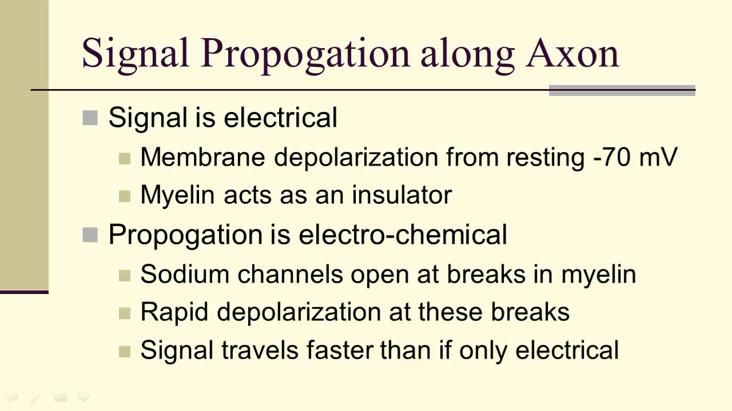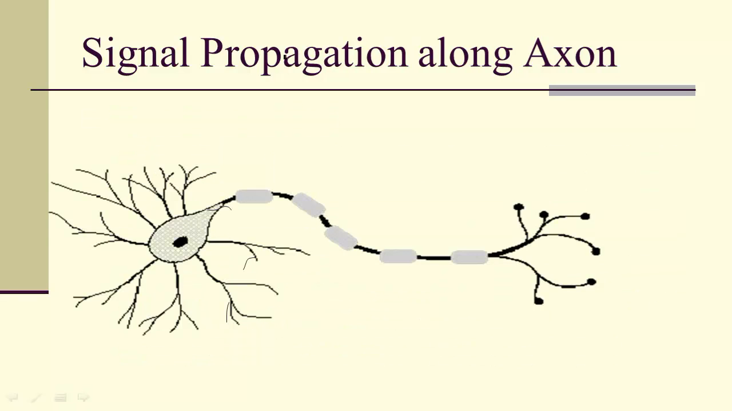The signal itself is electrical, and it has a membrane depolarization starting at -70 millivolts. There is myelin that acts as an insulator, but there are breaks in the myelin, as you saw, and at the breaks we're going to see rapid depolarization, so that in reality the propagation is electrochemical, not just electrical. So we get a reversal in polarity at each one of these breaks, and this coordination between the electrical and the chemical, the ion populations at the breaks, is what causes these action potentials, and they can propagate very quickly.